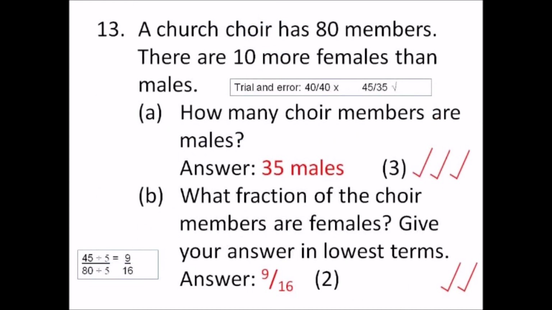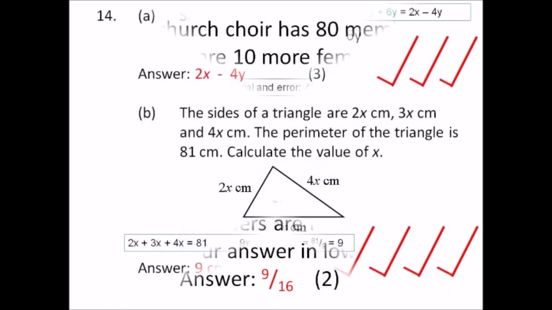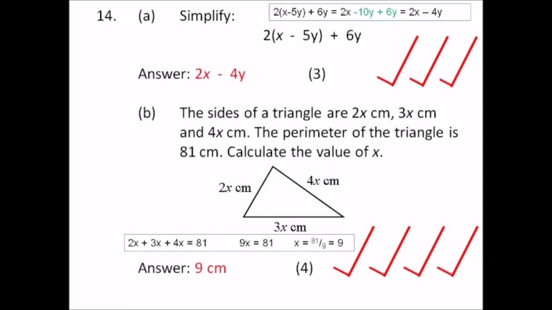13, I told you trial and error. So there are 10 more females than males, and it worked out to be 45 and 35. Since it's 35 males, it has to be 45 females. What fraction of the choir members are females? Then it's 45 over 80. You divide by 5, you get 9/16. That's it. Can't reduce that any further. That's as low as it goes, guys, and that's 5 big marks for number 13 that you got.